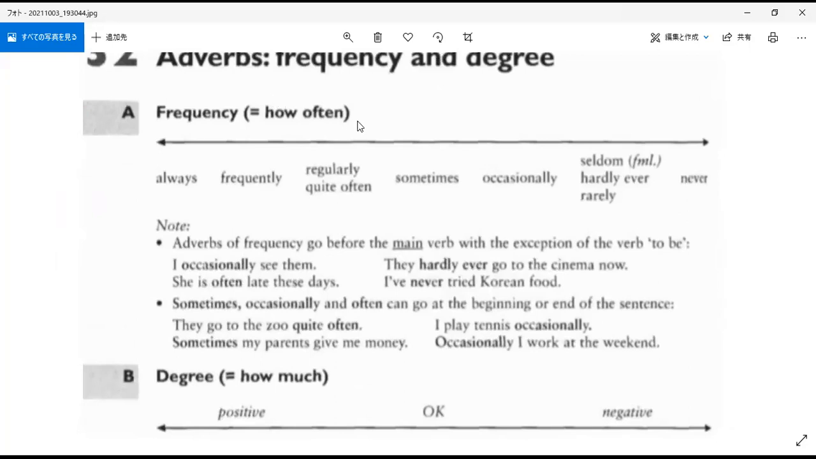Okay, so frequency is how often, like always, frequently, regularly, quite often, sometimes, occasionally, seldom, hardly, rarely, ever, never. Like always kan selalu ya, frequently ya sering lah. Regularly itu sama, sering, quite often kan lumayan gitu ya. Sometimes, terkadang, occasionally itu similar to sometimes, and seldom, hardly, ever, rarely itu kan jarang ya, never nggak pernah gitu kan. How often?